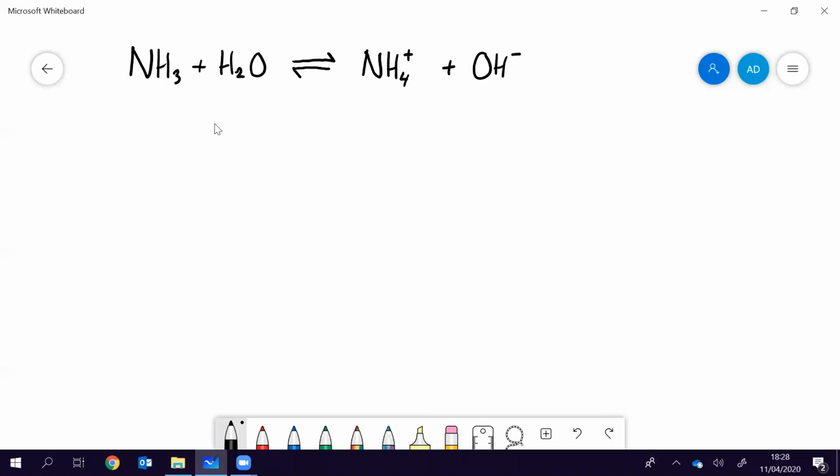So this is, as I say, an equilibrium reaction. It's not every NH3 that does that. Most of it, the equilibrium is over to the left. Most of it stays simply as NH3, but a small proportion of them remove H plus ions from water to form NH4 plus and OH minus. And of course, this is going to make the solution alkaline, isn't it? Because you've got hydroxide ions there.